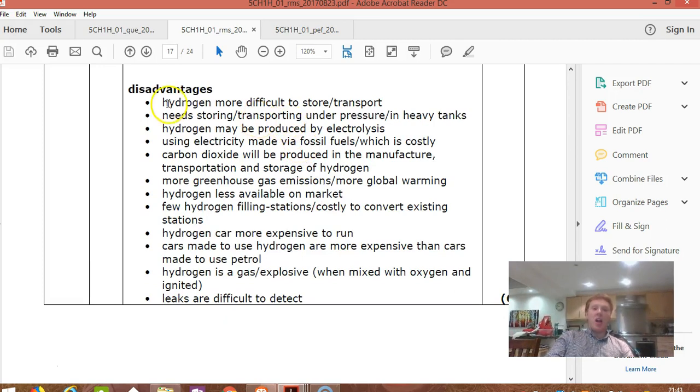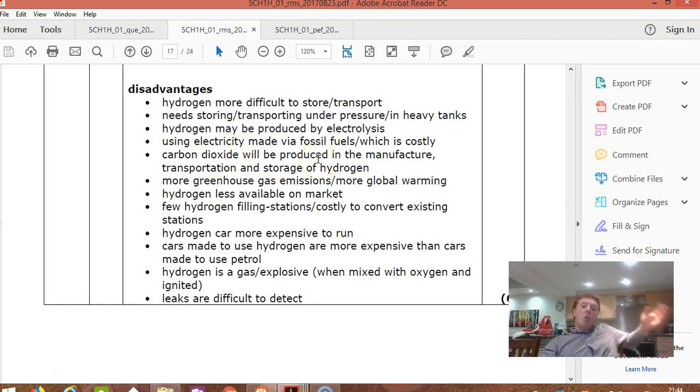Disadvantages. Hydrogen is more difficult to store or transport. Hydrogen needs storing or transporting in pressurized or air tanks. Hydrogen may be produced by electrolysis using electricity made from fossil fuels, which is costly. Carbon dioxide will be produced in the manufacture of it.